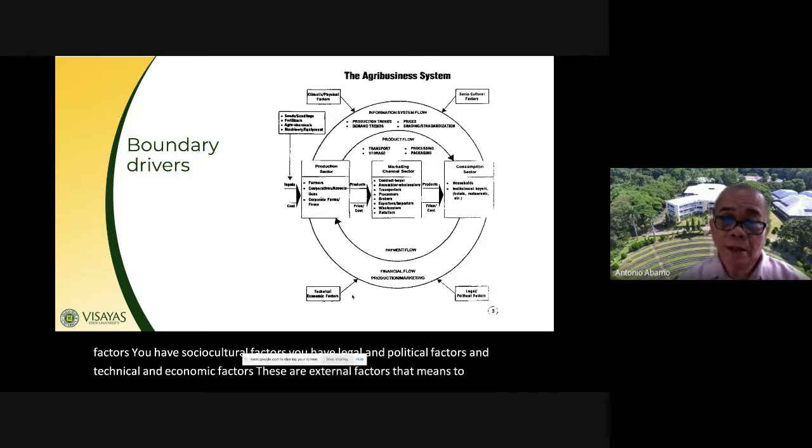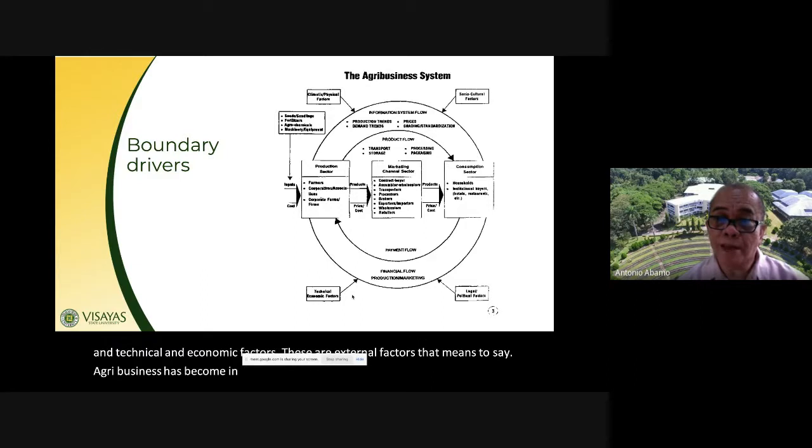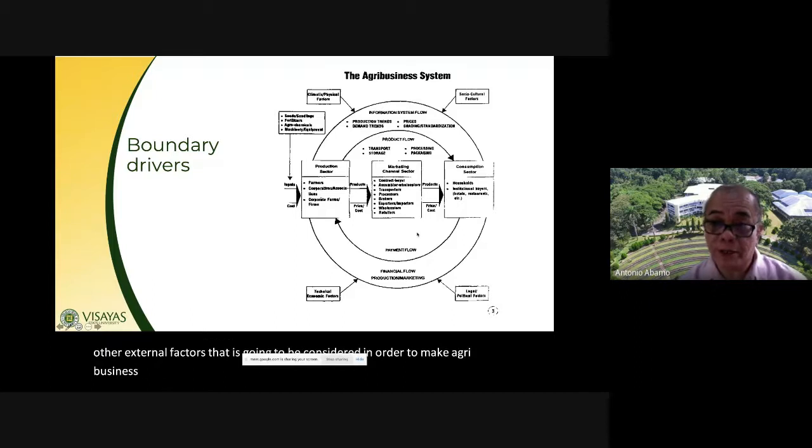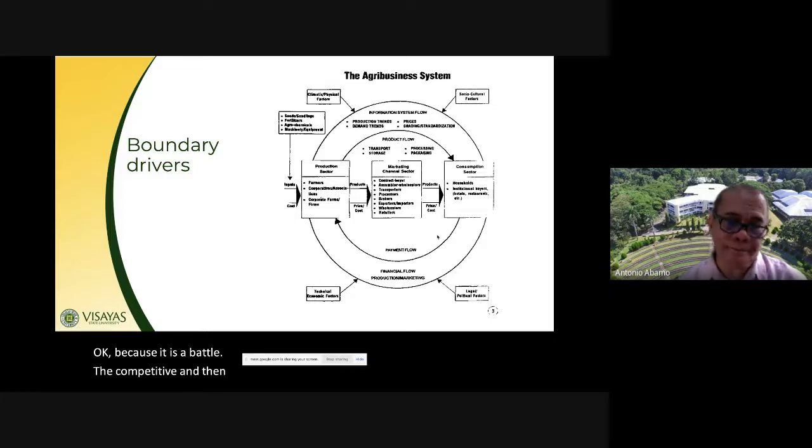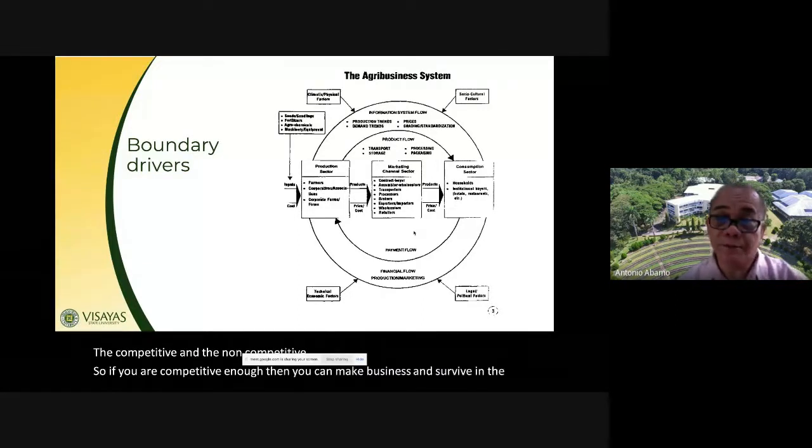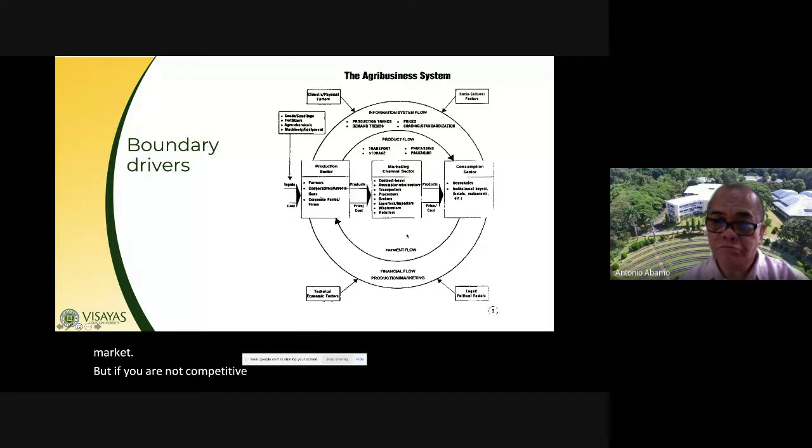That means agribusiness has become more complicated because there are a lot of other external factors to be considered in order to make agribusiness more competitive. Because the game in the market now is being able to outdo your competitor. It is a battle between the competitive and the non-competitive. If you are competitive enough, you can do business and survive in the market. But if you are not competitive, you will just die a natural death in the industry.